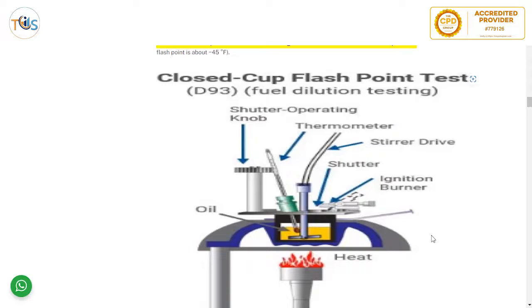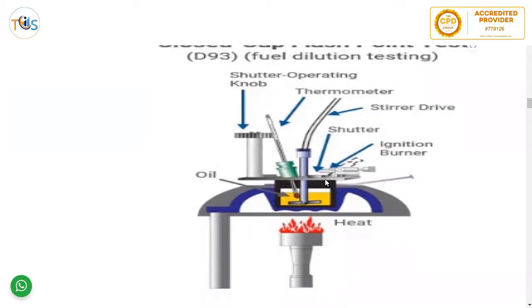You can see here, there is this pan with the liquid in it, and to determine its flash point, it keeps stirring it so as to have uniform temperature by heat from below, and then periodically there is a spark or ignition burner that gives a spark, and the moment it starts, you see a fire, that's a flash point.